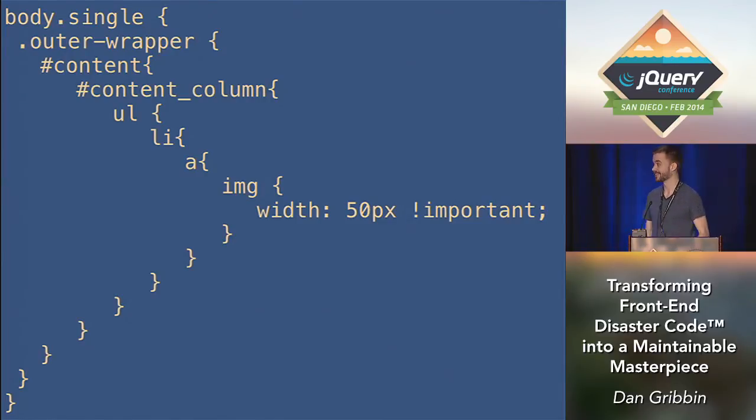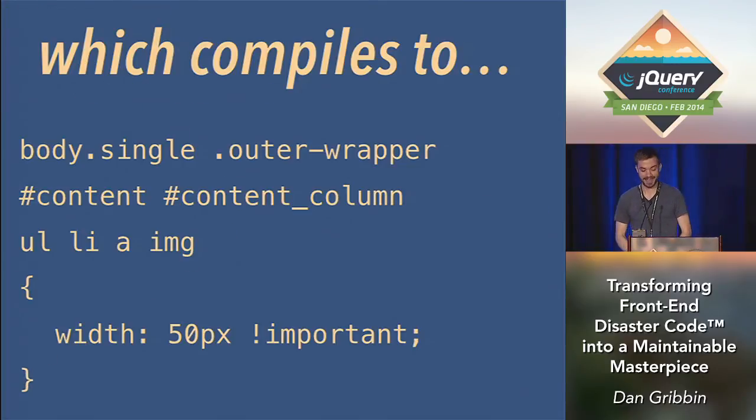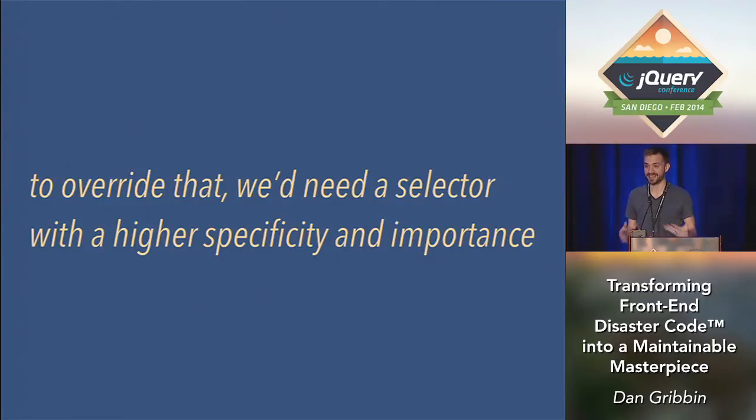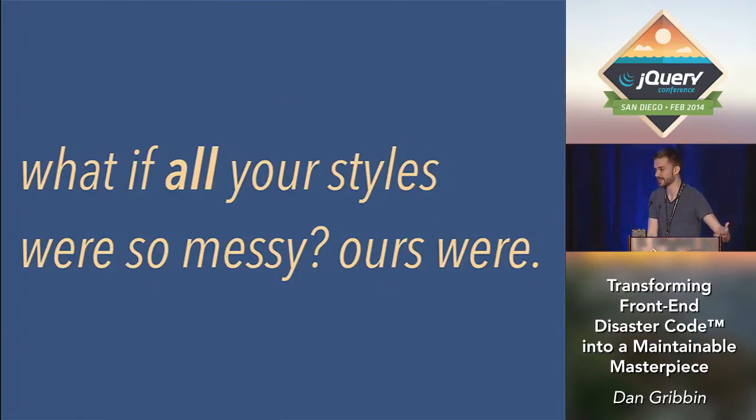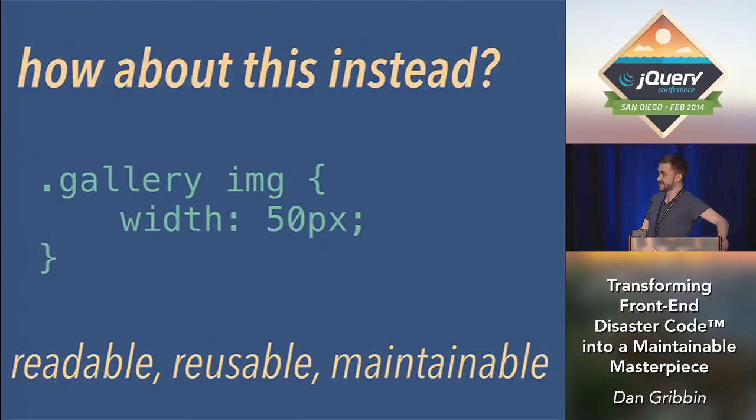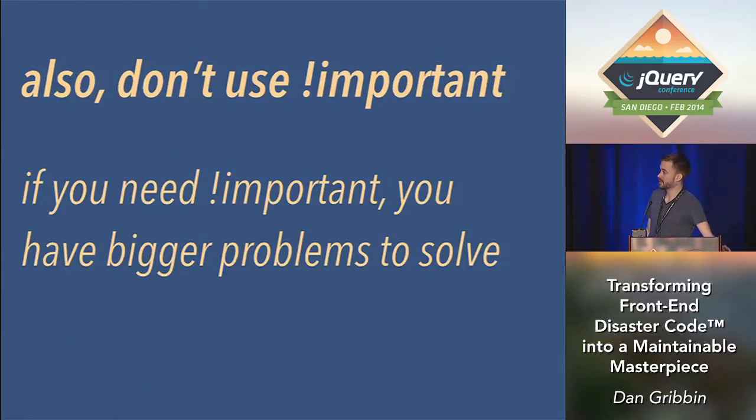And if you're not catching on, that's really, really bad. Okay, that compiles to this CSS selector, which to override, we'd need a selector with a higher specificity and importance. So you can see how this might get out of hand quickly. What if all your styles were like this? Incredibly long selectors, hard to override things, completely unmaintainable. How about this instead, right? Readable, reusable, and maintainable. Also, this one is an oldie but a goodie: don't use important, right? If you need to use important, you have bigger problems to worry about.